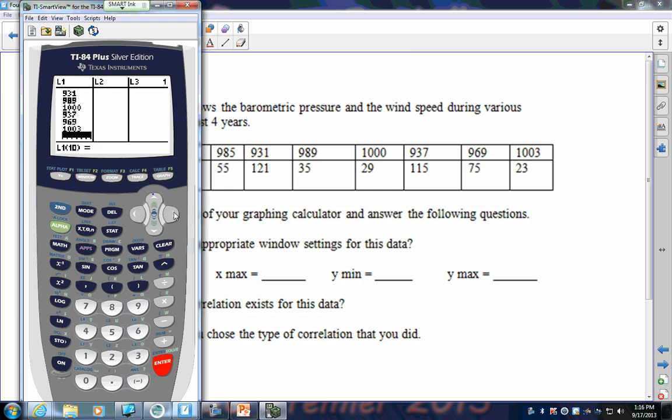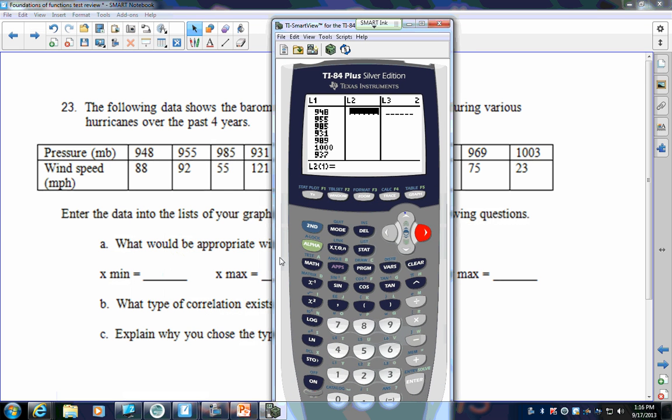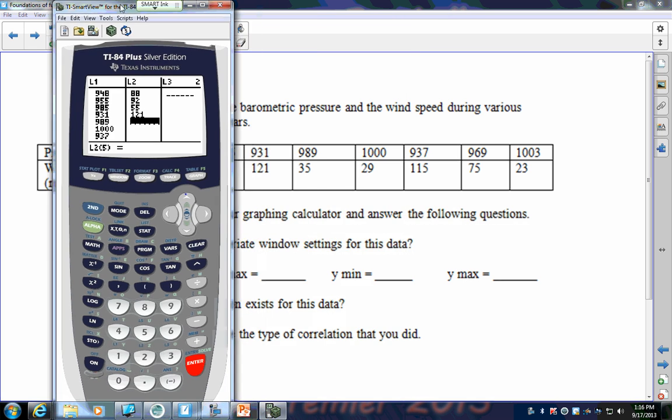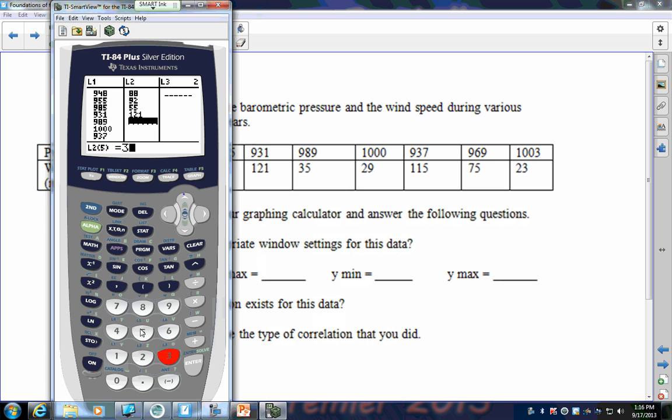Then I arrow over to L2. I've got 88. 92. 55. 121. Let's see. 35. 29. 115. 75. And 23.